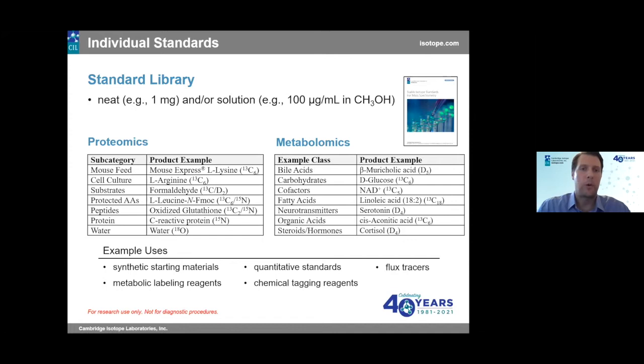For proteomics and metabolomics, I've bucketed our offerings according to subcategory as well as metabolic class, with an example of each shown for quick reference. The applications of these include their use in synthetic starting materials, quantitative standards, flux tracers, metabolic labeling reagents, and chemical tagging reagents. Each of the 5 speakers in this session will showcase such applications in their presentations.